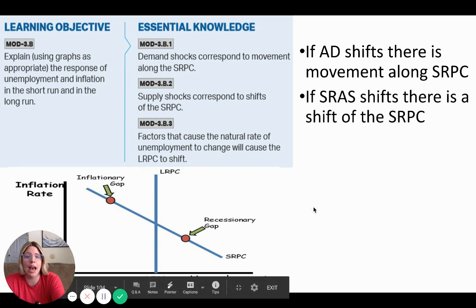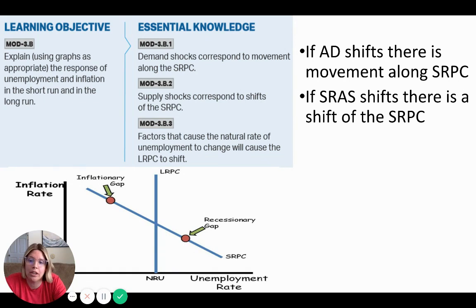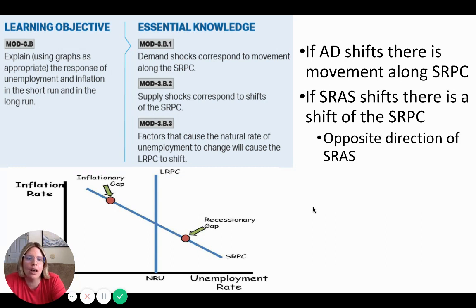Let's also remember that if the SRAS shifts, we actually shift our SRPC. So what shifts the SRPC? Basically, if the SRAS shifts, it goes in an opposite direction. So if the short run aggregate supply shifts right, the short run Phillips curve shifts left. You're right. Good job. Opposite direction of the SRAS.